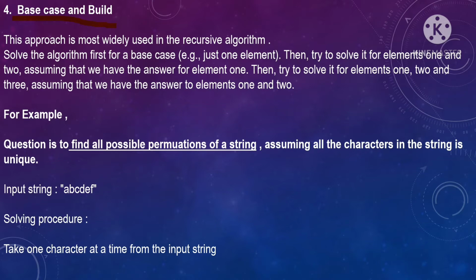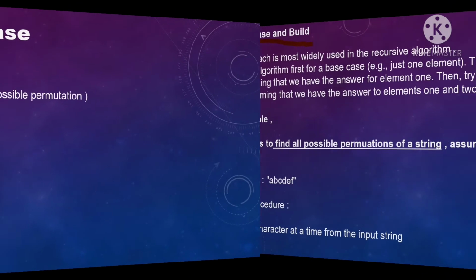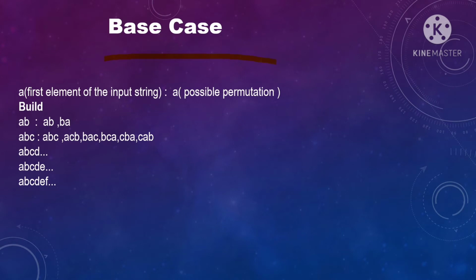For example, the question is to find all possible permutations of a string, assuming all the characters in the string are unique. Input string: A, B, C, D, E, F. Solving the problem: take one character at a time from the input string. Base case: the first element of the string is A. A is the first element of the string.